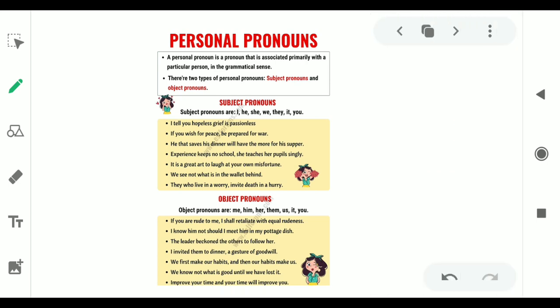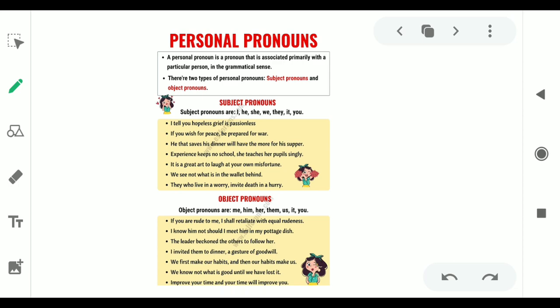Now we will see what a personal pronoun is, one by one. Now we will read in detail. A personal pronoun is a pronoun that is associated primarily with a particular person in the grammatical sense. There are two types of personal pronoun: subjective pronoun and objective pronoun. In simple words, you can say that a personal pronoun is used in place of a noun.